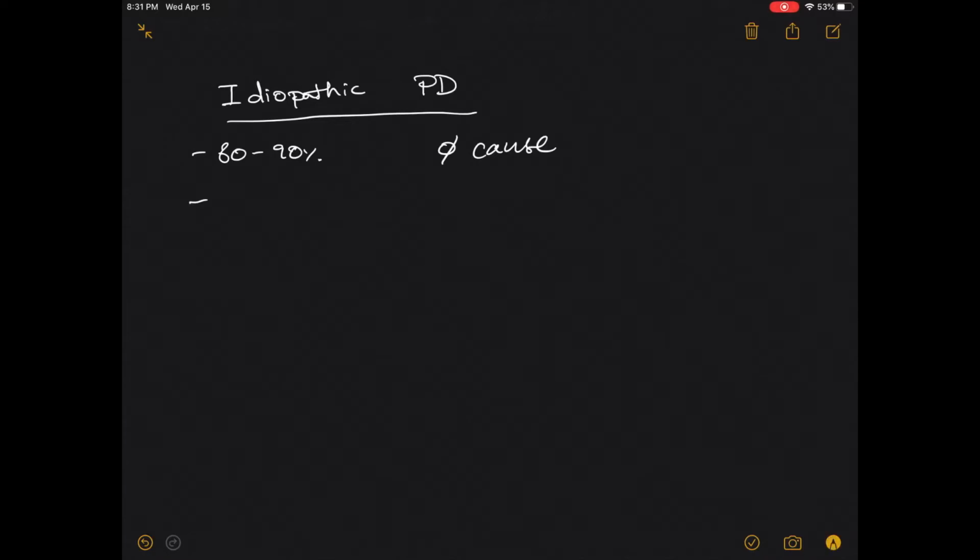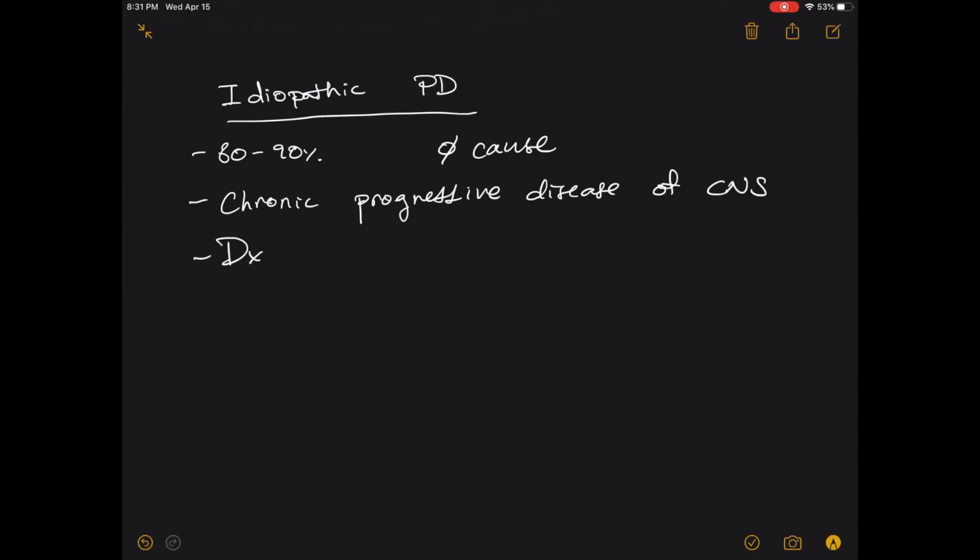Parkinson's disease is a chronic, progressive disease of the central nervous system. And the diagnosis is based on the motor symptoms, which we will discuss later, and the medication response.